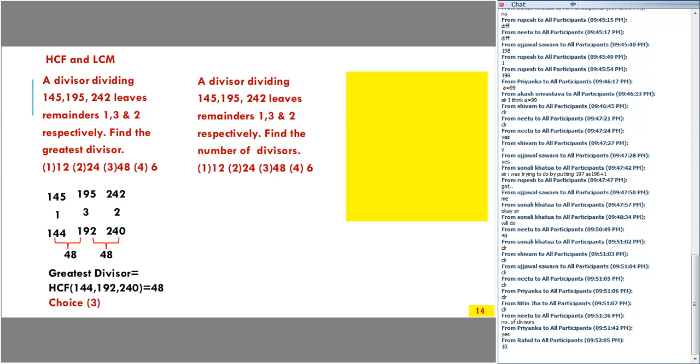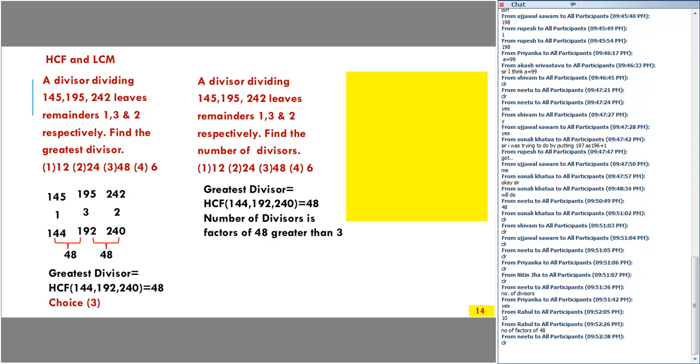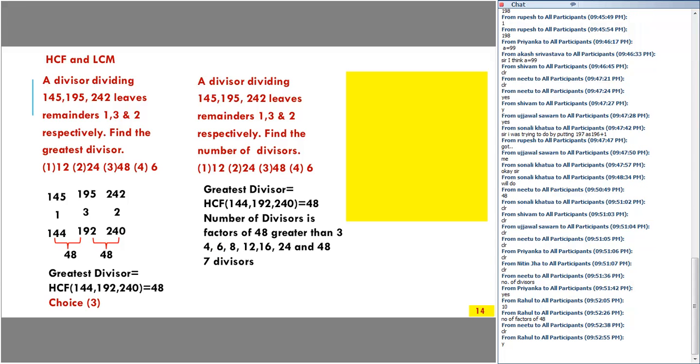Rahul, tell me how. Okay, what's the greatest divisor? Number of divisors is factors of 48 greater than 3. How many are clear? It should be greater than 3, because the remainders are 1, 2, 3 and the divisor should be greater than 3. How many missed out? The factors should be greater than 3. Number of factors of 48 greater than 3. Seven divisors. Maybe the option is wrong. 7 divisors. Clear?